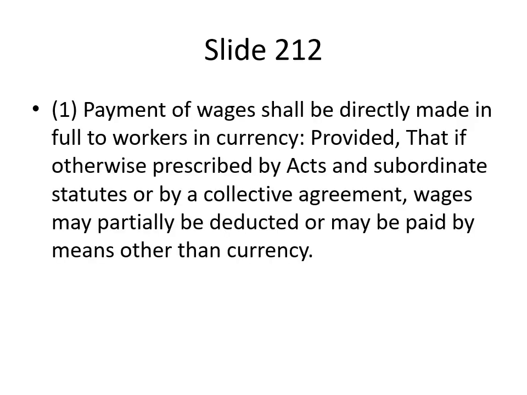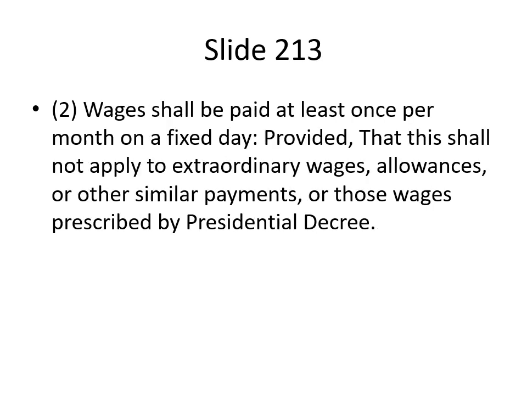Article 43, Payment of wages. 1. Payment of wages shall be directly made in full to workers in currency, provided that if otherwise prescribed by acts and subordinate statutes or by a collective agreement, wages may partially be deducted or may be paid by means other than currency. 2. Wages shall be paid at least once per month on a fixed day, provided that this shall not apply to extraordinary wages, allowances, or other similar payments, or those wages prescribed by Presidential Decree.